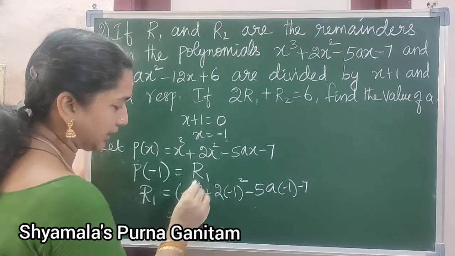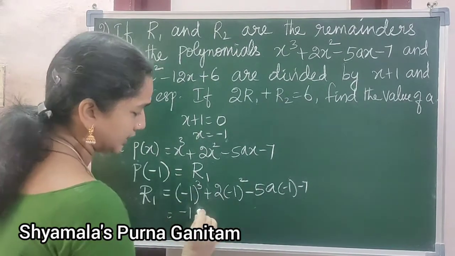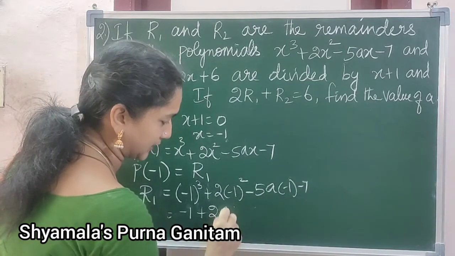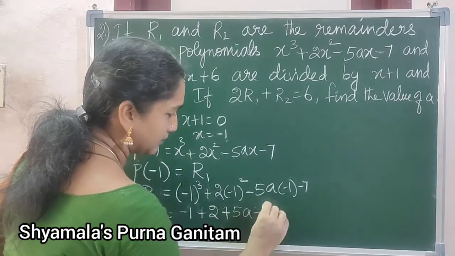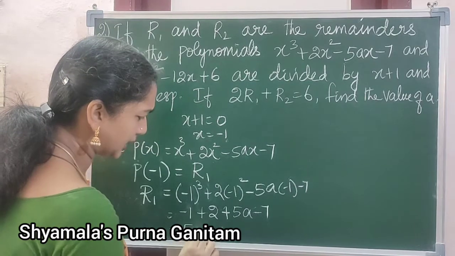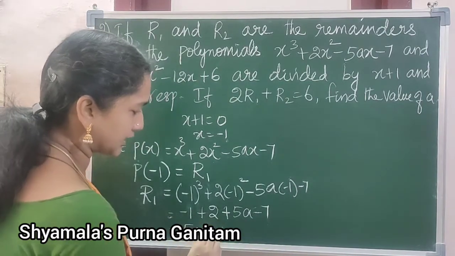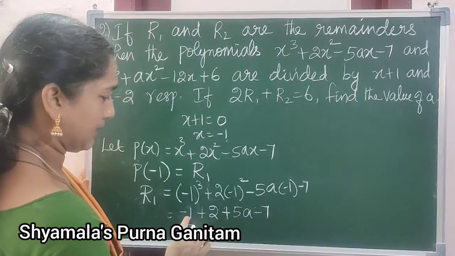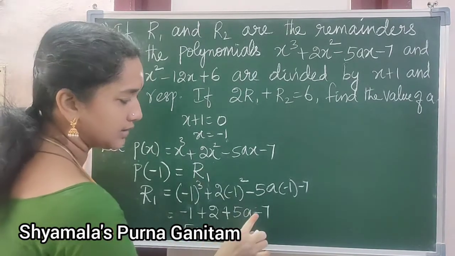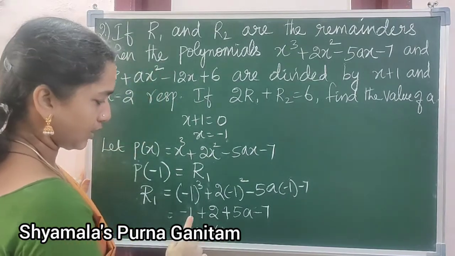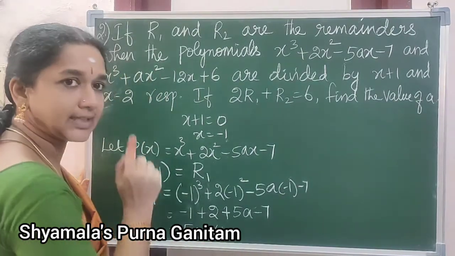Simplify this now. Minus 1 the whole cube is minus 1. This is plus 2, minus into minus is plus, here plus 5a, minus 7. So we get 5a minus 7 plus 2 is 5, 5 minus 1 is 4, minus 1 plus 2 is 1, 1 minus 7 is minus 6. So 5a minus 6 is R1.